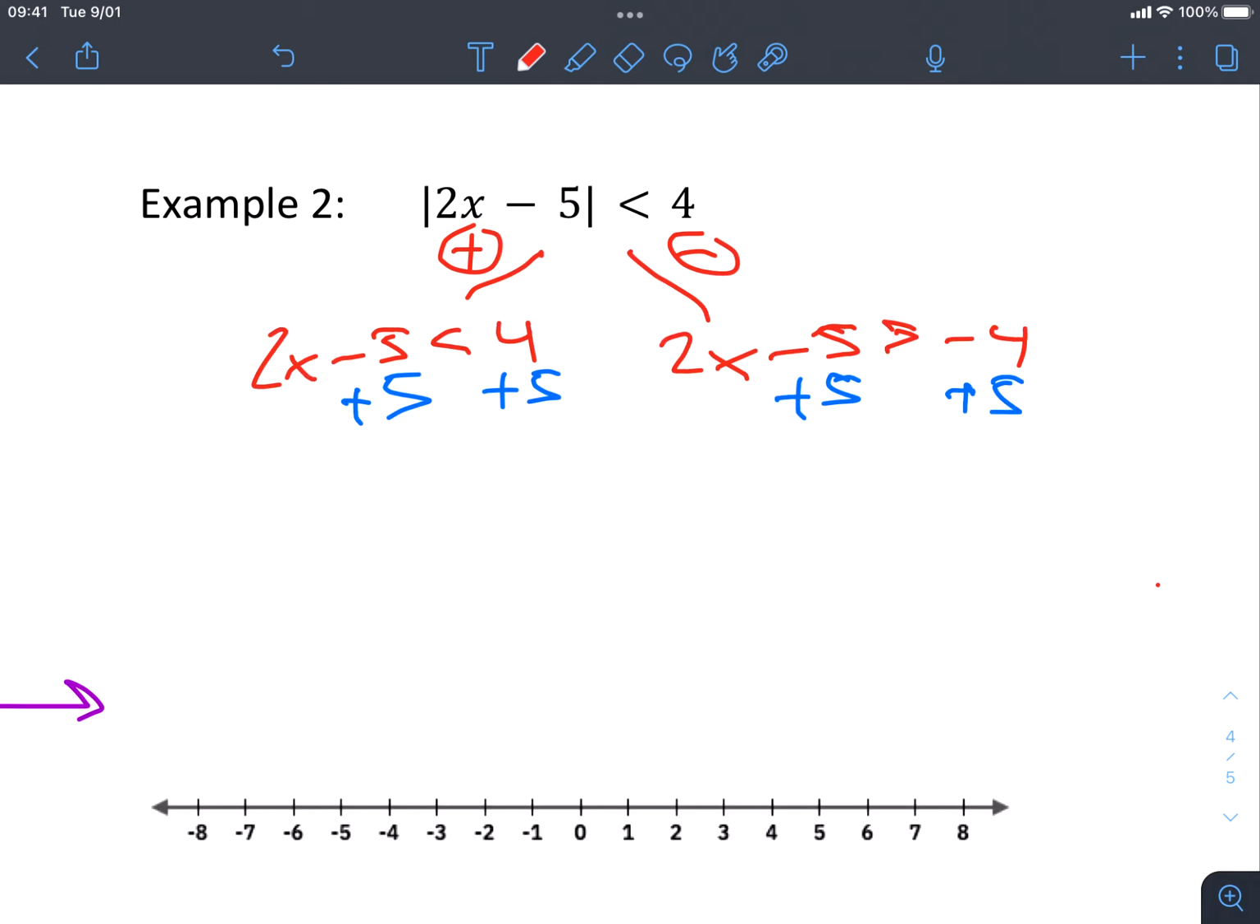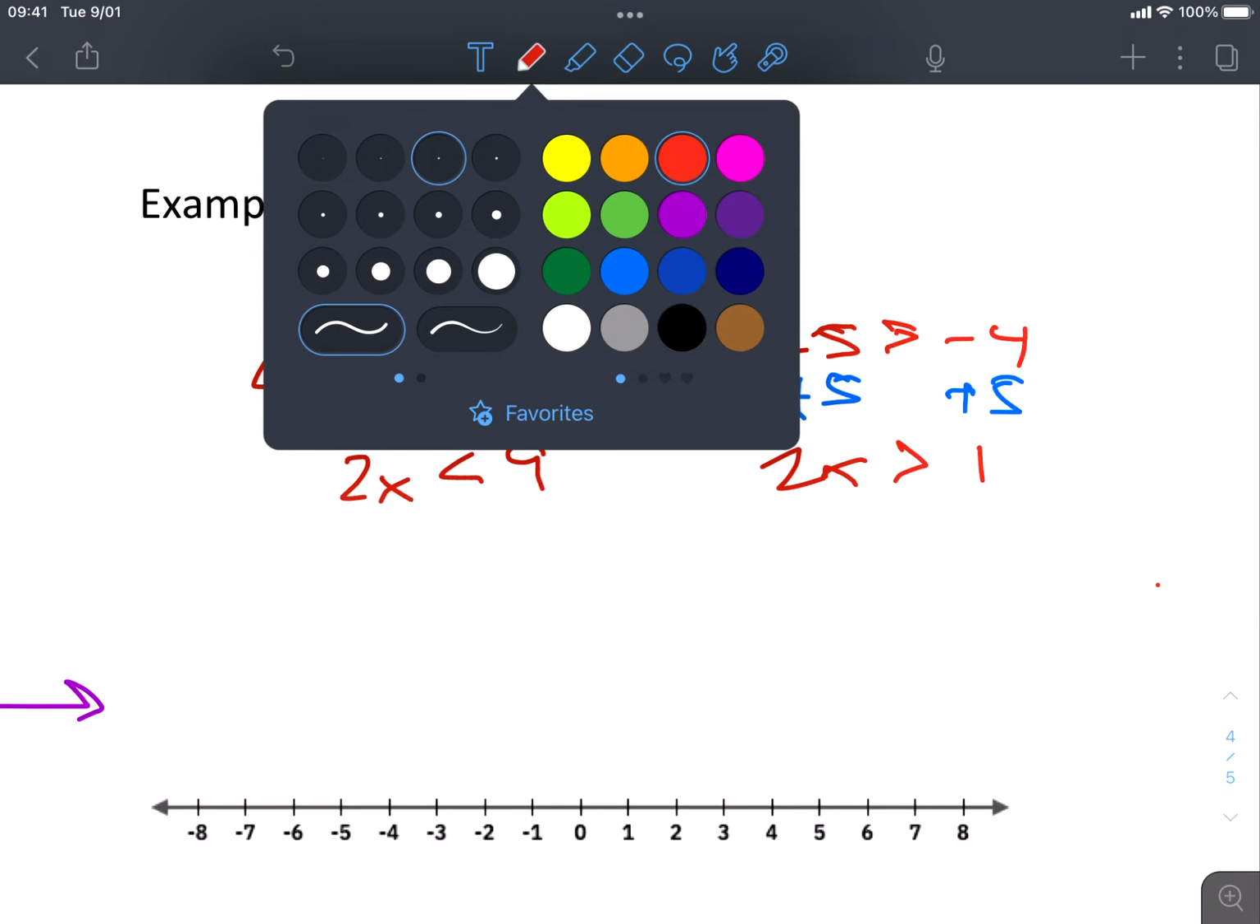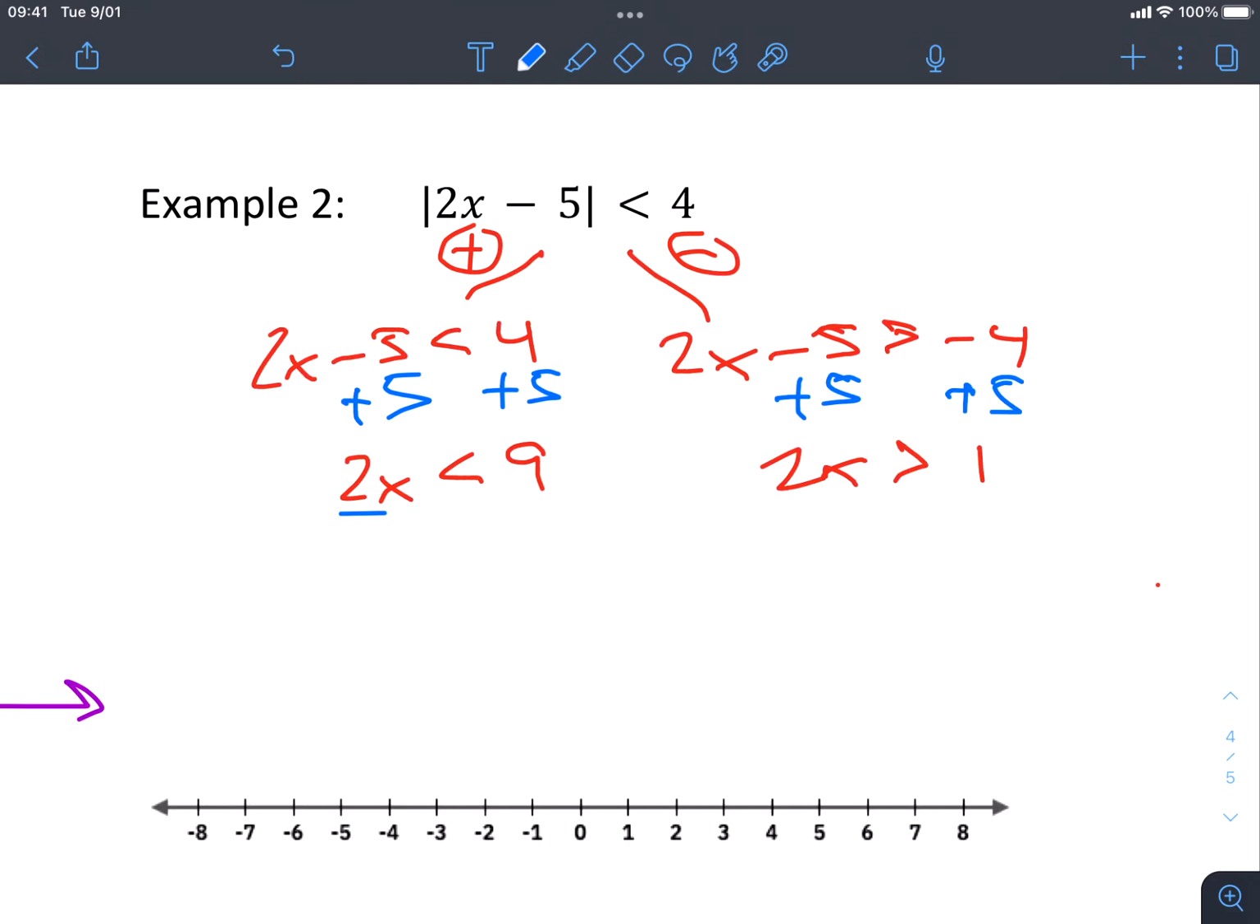And I get 2x is less than 9, 2x is greater than 1, and finally I need to divide by 2 to isolate x. Divide by 2, divide by 2, and I get x is less than 4.5, and x is greater than 1/2. Don't freak out because they're fractions, it's okay. We can still graph them.